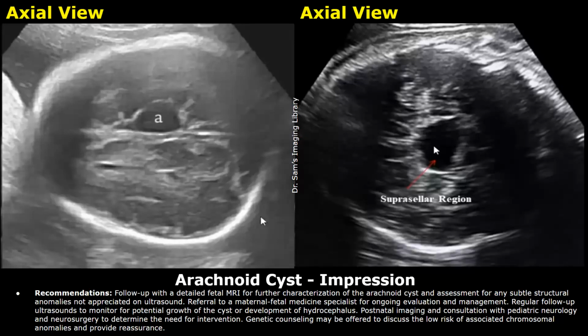Postnatal imaging and consultation with pediatric neurology and neurosurgery to determine the need for intervention. Genetic counseling may be offered to discuss the low risk of associated chromosomal anomalies and provide reassurance.